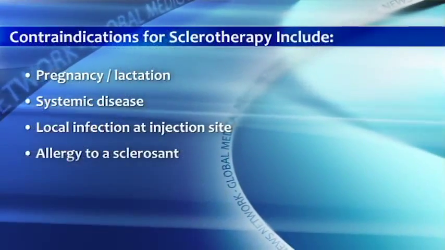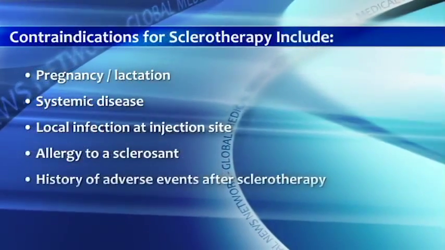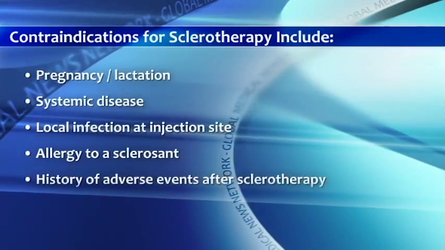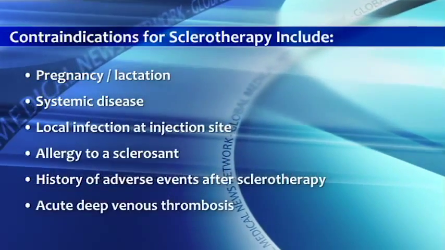There are some specific contraindications that apply to sclerotherapy. For instance, certain patients who have a patent foramen ovale, which means that there would be backflow of the blood into the arterial circulation, may not be good candidates for sclerotherapy because they may not get good results, and there may be a high risk of recurrence of the varicosities after treatment. Similarly, patients who've had an allergy to a sclerosant or an adverse event after sclerotherapy previously would not be good candidates. Patients who have acute deep venous thrombosis.